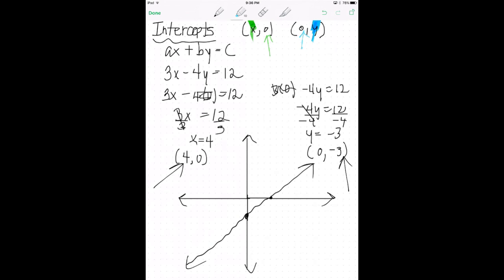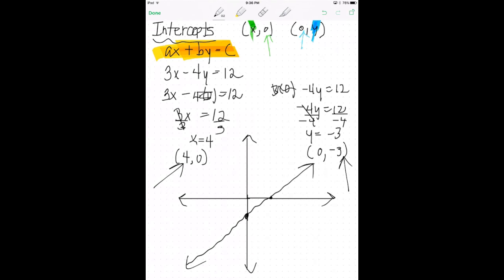A couple things you need to remember though. It has to be in standard form. This is going to be the easiest way to do it. I mean, it doesn't, let me take that back. It doesn't necessarily have to be in standard form, but most of the ones that you guys are going to see on your test will be in standard form. Okay, so that's using intercepts.